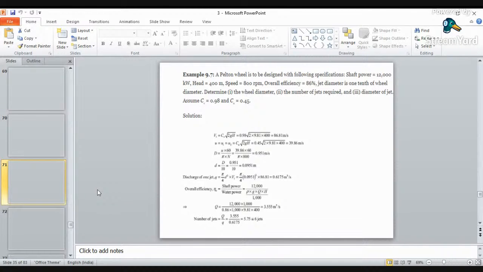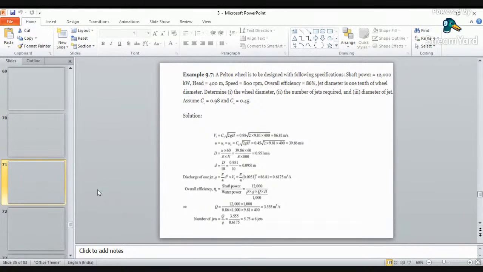Jet diameter is 1/10 of wheel diameter. Determine wheel diameter, number of jets required, diameter of jet. Coefficient of velocity and speed ratio are given. So your velocity of jet can be calculated as Cv times square root of 2gH. Cv is given 0.98, into square root of 2gH, where head is given 400 meter. Then your u will be same as u1 and u2 for this case, and this will be calculated as Cu into square root of 2gH.